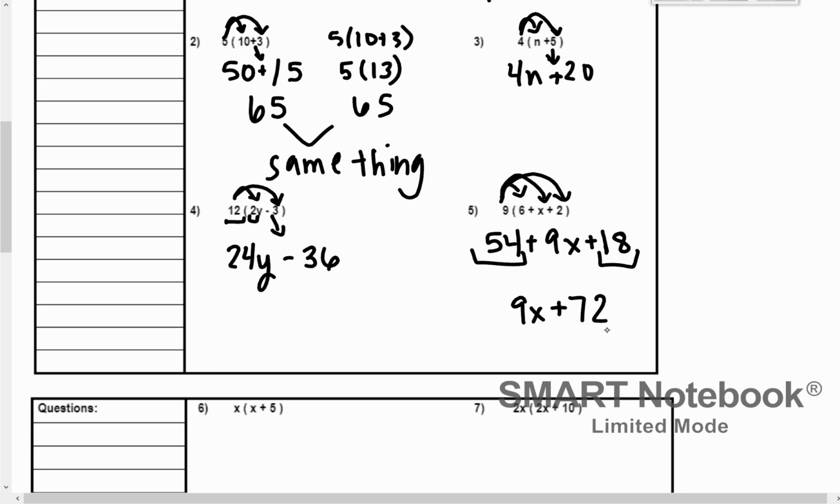9x we cannot combine with them because they are not like terms. One has an x, one does not. So our simplified expression is 9x plus 72. Okay, and that's how we solve these problems when we have a number outside the parentheses.